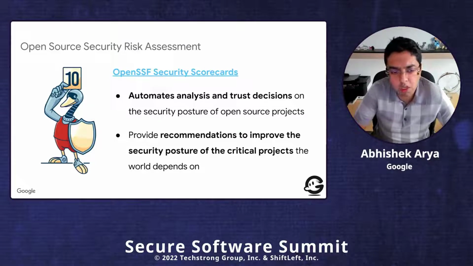This project has two key goals. First is to completely automate the analysis and trust aspect when evaluating the security posture of open source projects. And the second goal is to provide a recommendation on how one can improve the security posture of those projects. It is also our goal to fundamentally improve the security of all critical open source projects that the world relies upon.